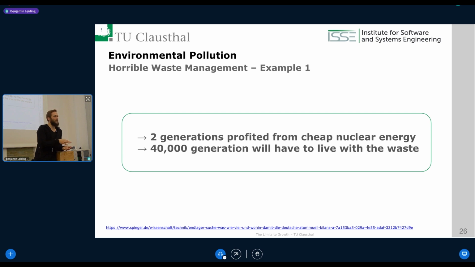And for those 2 generations, we need 40,000 generations to deal with the waste that we accumulated so far. It's not really about the amount of waste, but rather the fact that it takes quite a long time until nuclear waste becomes not harmful anymore. But the more nuclear waste we accumulate, the more space we need to store it. And right now we don't have on this whole planet a place to permanently store nuclear waste.